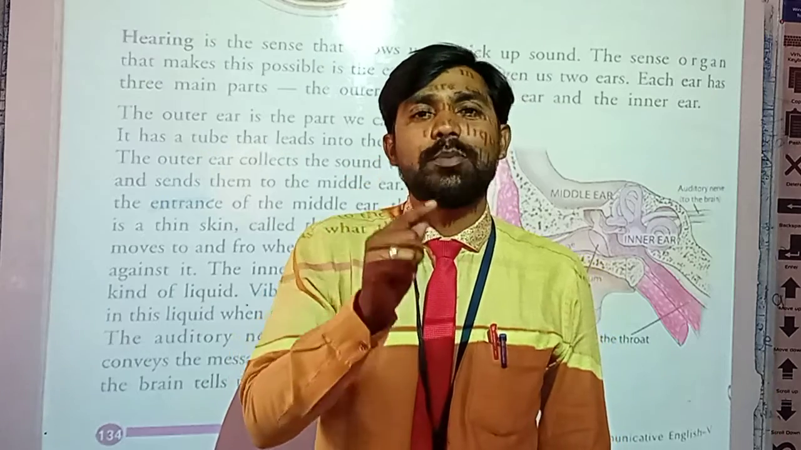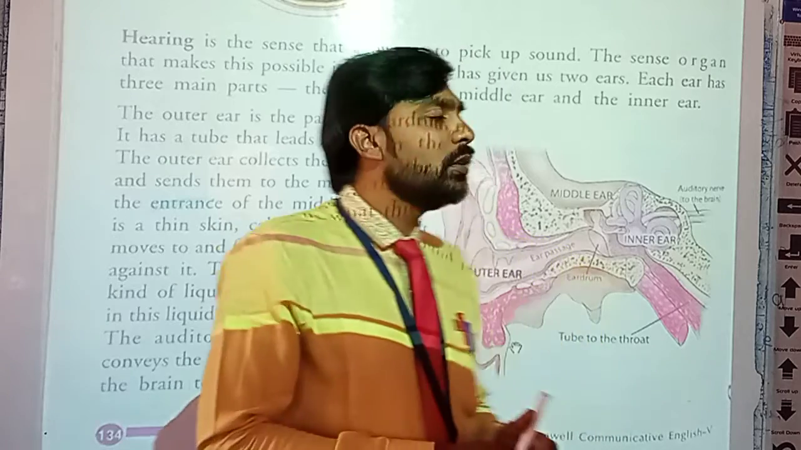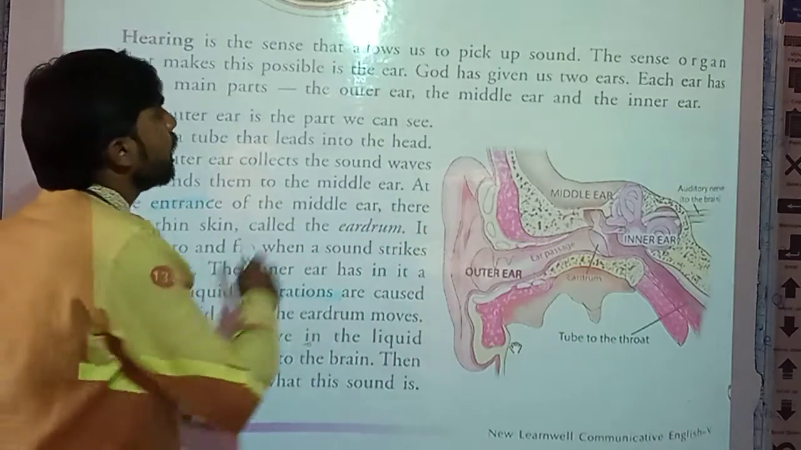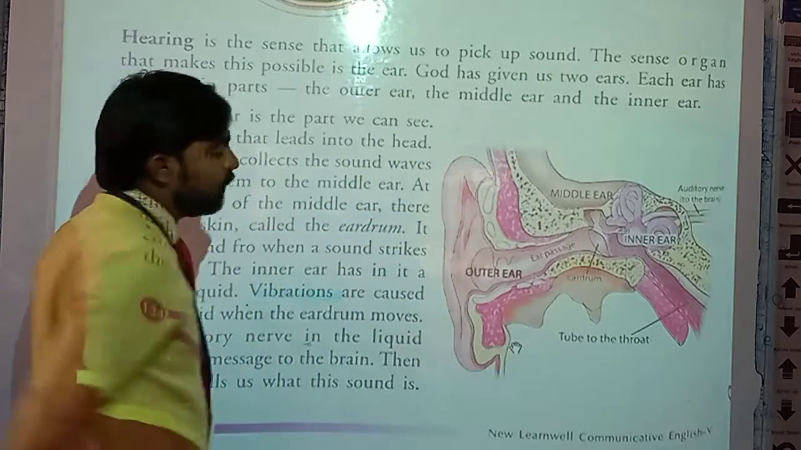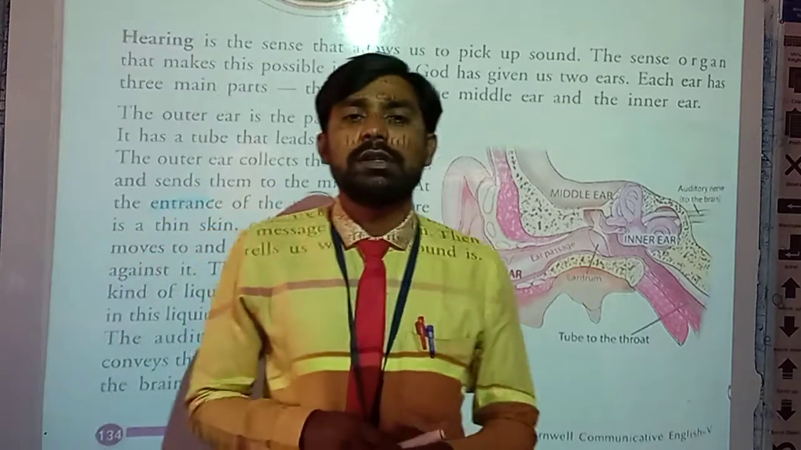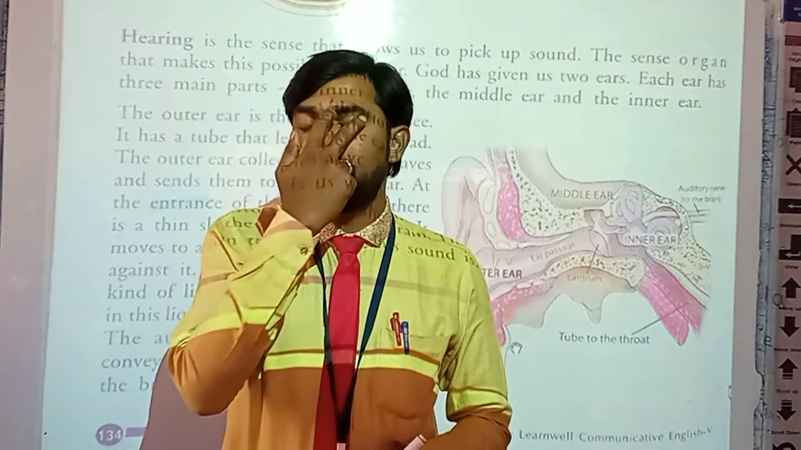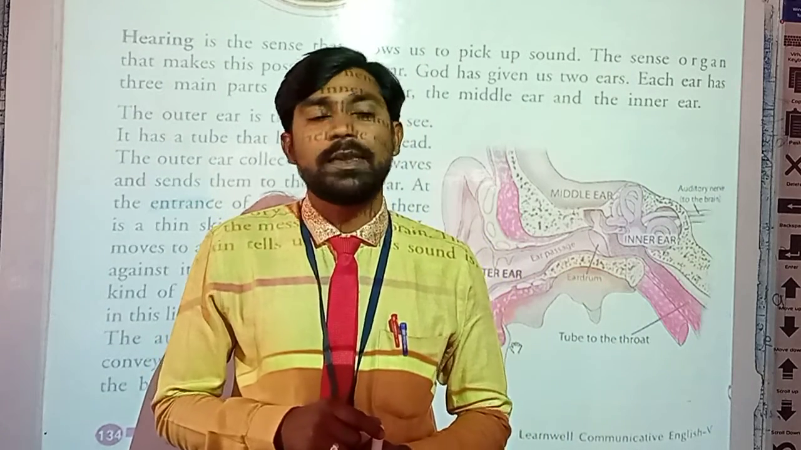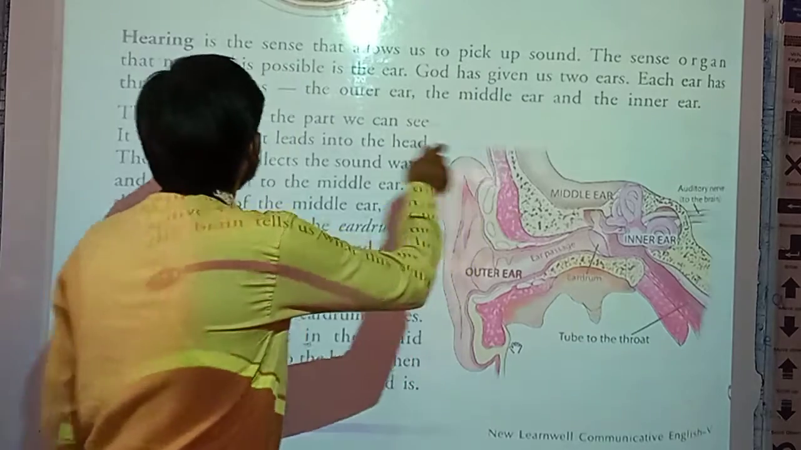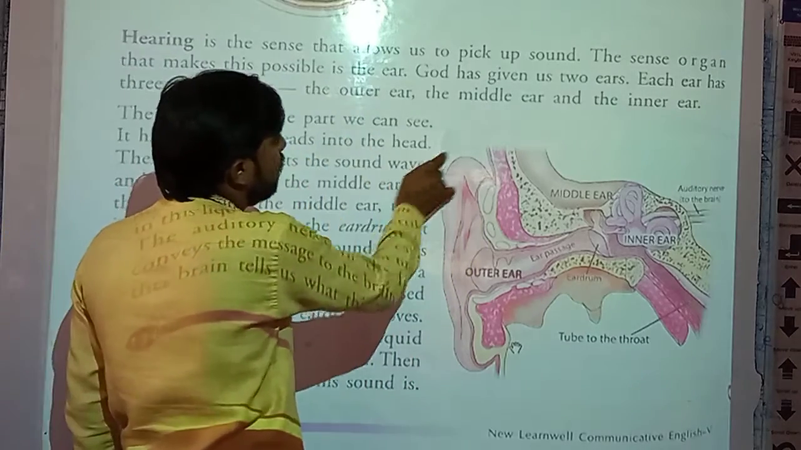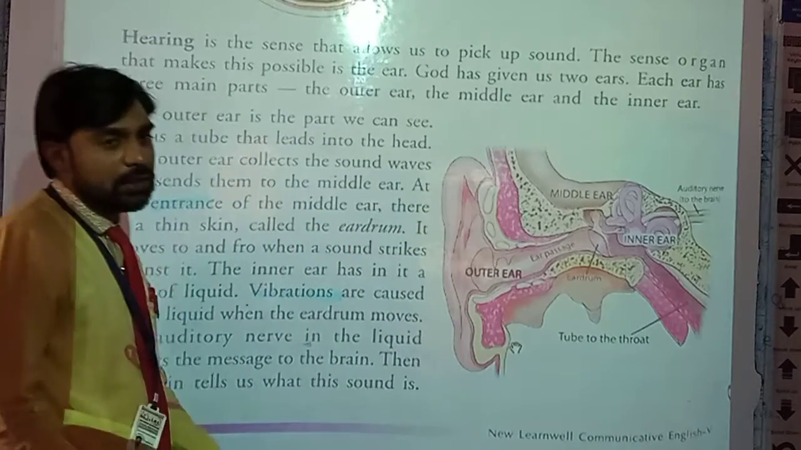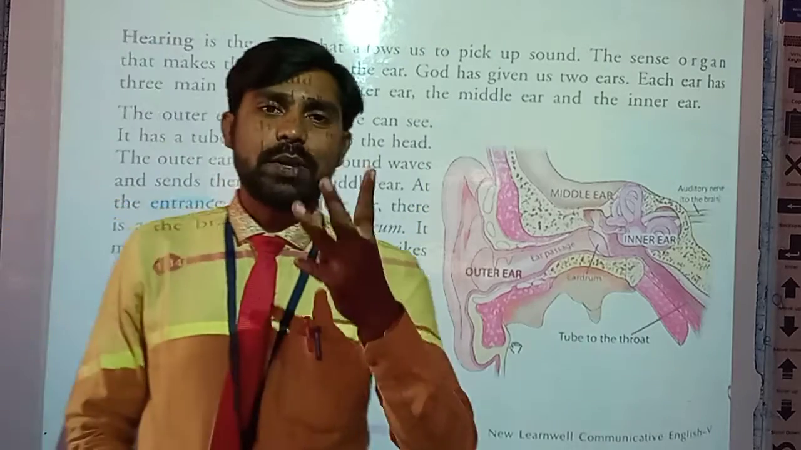This is also one type of power given only by Almighty God. God has given us two ears. We have pairs of ears, and we have pairs of eyes. Each ear has three main parts: the outer ear, the middle ear and the inner ear. So, each ear has three parts.